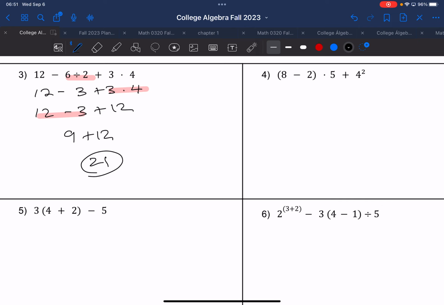Okay, number 4. What's the first part we're going to do? Parentheses. So we have 6 times 5 plus 4. Well, actually, sorry. What are we doing next? Exponents. I had to recite that PEMDAS in my head real quick. So 6 times 5 plus 16. What are we doing next? Multiplication. So 30 plus 16, which gives us 46.